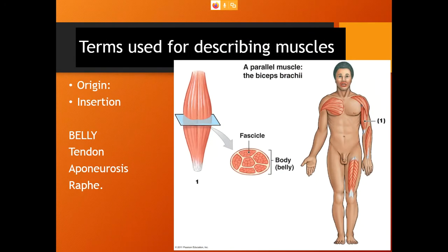Coming to the terms used for describing the muscles. When you see the muscles, as we have seen in the muscular system, there are origin and insertion. The muscle has to arise from one particular bony part called the origin, and it has to reach the other bony part called the insertion. In the middle part, we can identify the big structure called the belly, the muscle belly. At the terminal part, we can identify the tendon, aponeurosis or raphe.